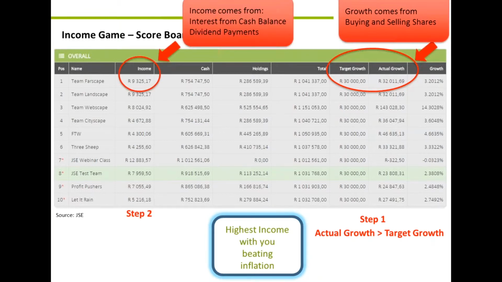You get income from interest from the cash balance, which is the column next to it. So whatever cash you hold, and dividend payments, which is from shares that you hold. When they pay dividends, you receive a dividend income. That's the only two ways that you make income. You do not make income from buying and selling shares. The actual growth is where you make money from buying and selling shares.